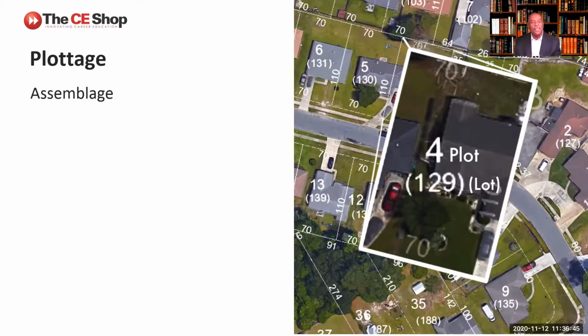Now, assemblage is another term associated with plottage, but that term is the joining. The act of joining those two lots is called assemblage. The merger of those two lots is called plottage. Keep that in mind.